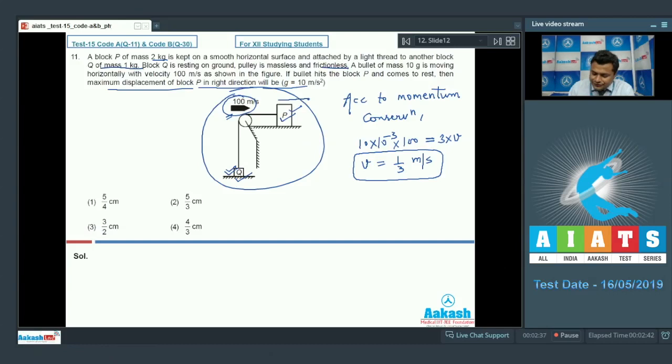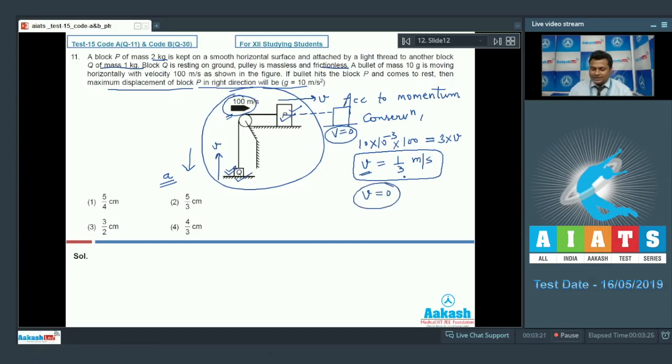As the block P moves right, Q will move upward in this way. They will have same acceleration a. So their velocity is V in this direction, and V in this direction, but as Q leaves the surface, what will happen? Acceleration will act in this direction, and this acceleration will act as retardation. So let us calculate the retardation also. This P will start with speed V, and ultimately after some time it will stop. Final velocity will be 0. This V acts as initial velocity, final velocity becomes 0.